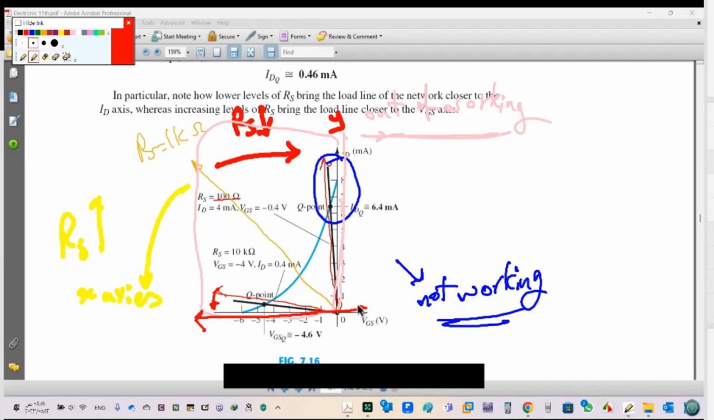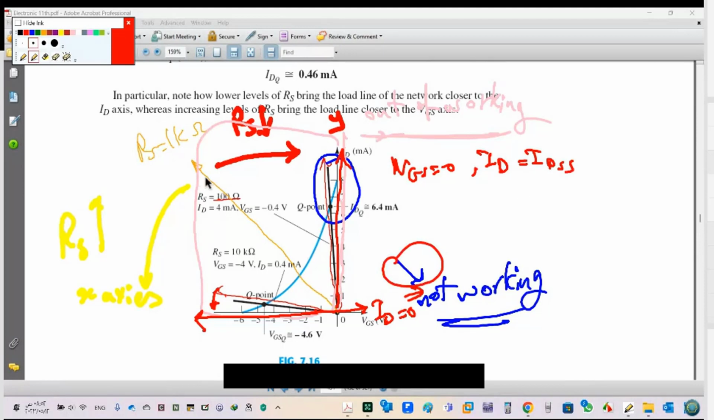That means ID here is again not working. ID equal 0 is also not working. Or if I decrease, it will be this case. So VGS equal 0, ID is also not working. So you have to select RS to be in the middle, not less, not more. Usually the optimal value is 1 kilo ohm. This is what you can say is the choice for this RS. Any question for this?